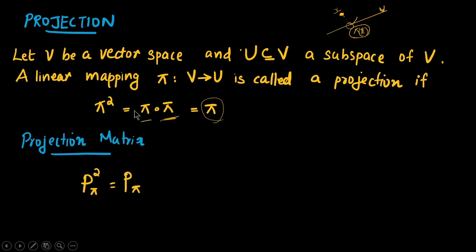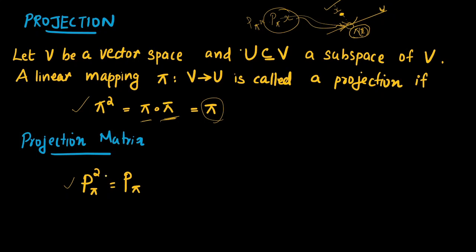And we can apply the same rule over here. This rule we can apply over here also. That means if you have this vector x, and you multiply it with P_pi, the projection matrix, P_pi times x will give you the projection. And when you multiply again with P_pi, there will not be any change, it will again map to the same projection.